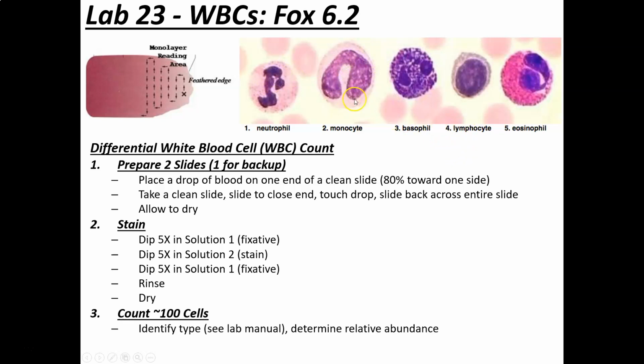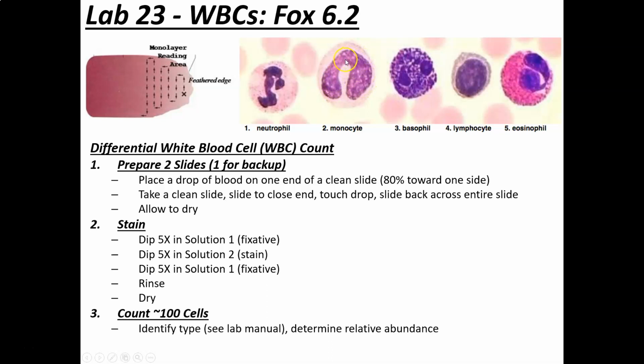Might as well just go in order. The monocyte is an agranular cell. I'm not really sure why they put them in this order. The monocytes are the largest cells. They don't have any granules in the cytoplasm. But what they typically have is a big horseshoe or bean-shaped nucleus. Okay? And so these are pretty easy to identify because they tend to be fairly large.